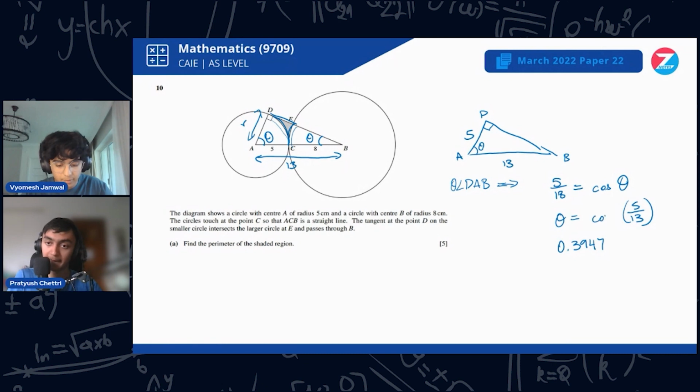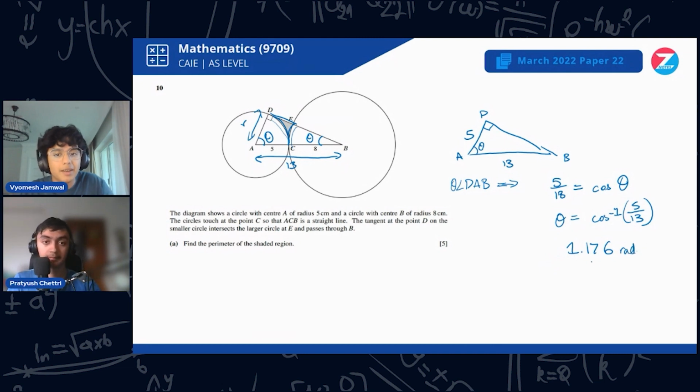Cos. So that would be equal to 1.176. Yeah, correct. And then we need to find DBA, right?